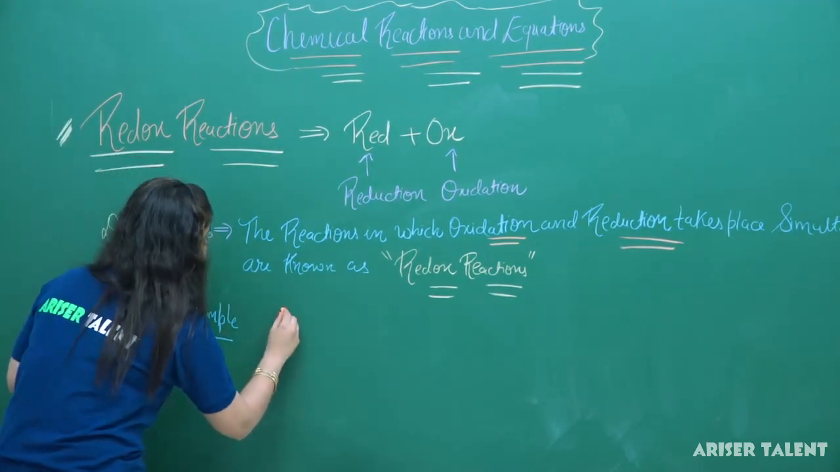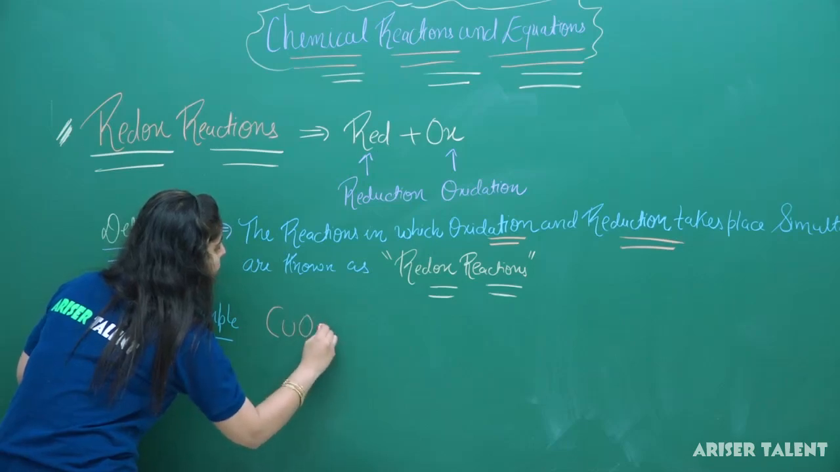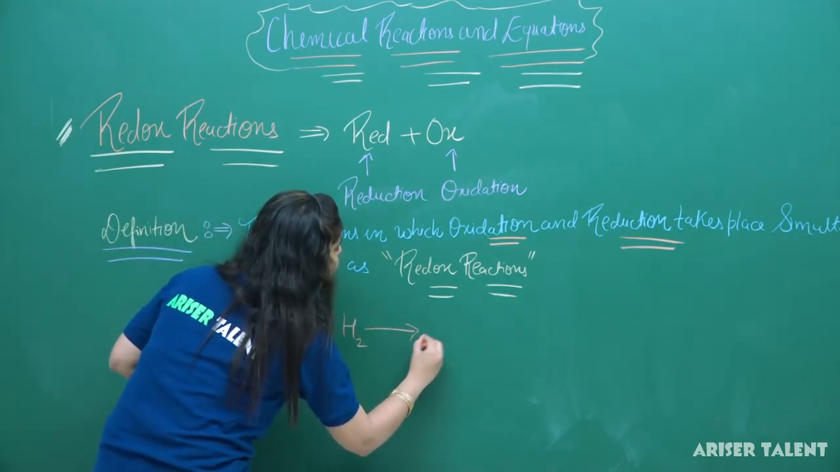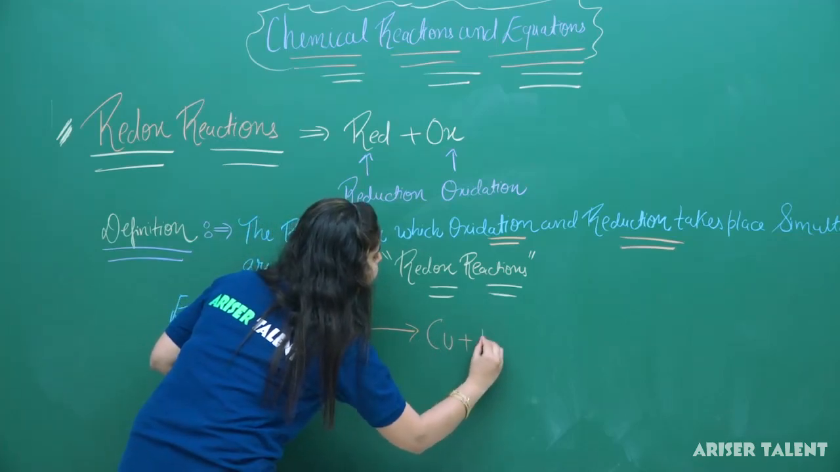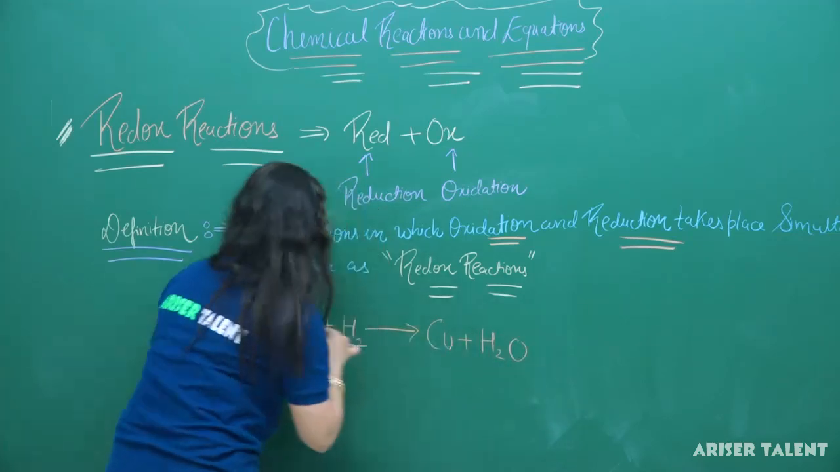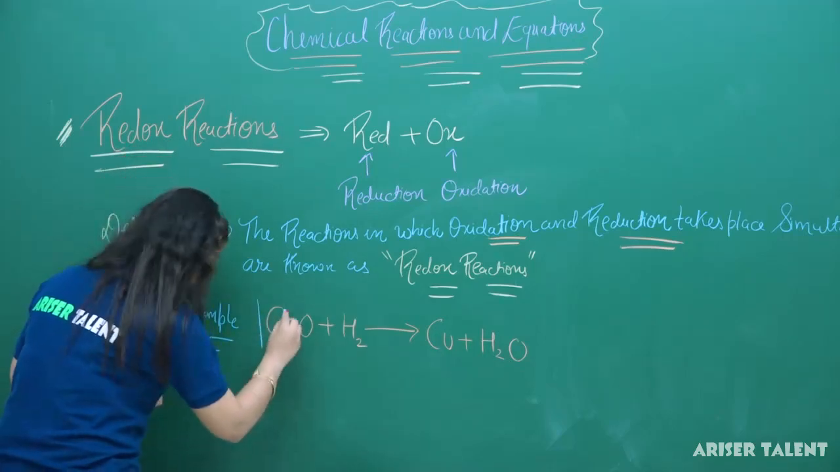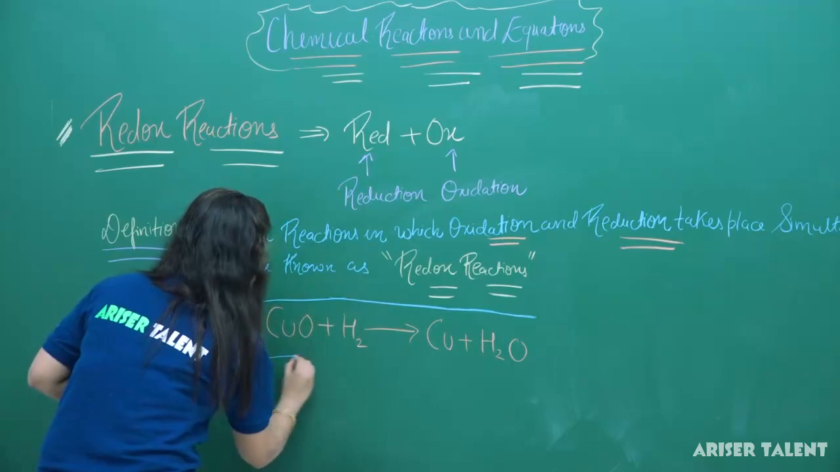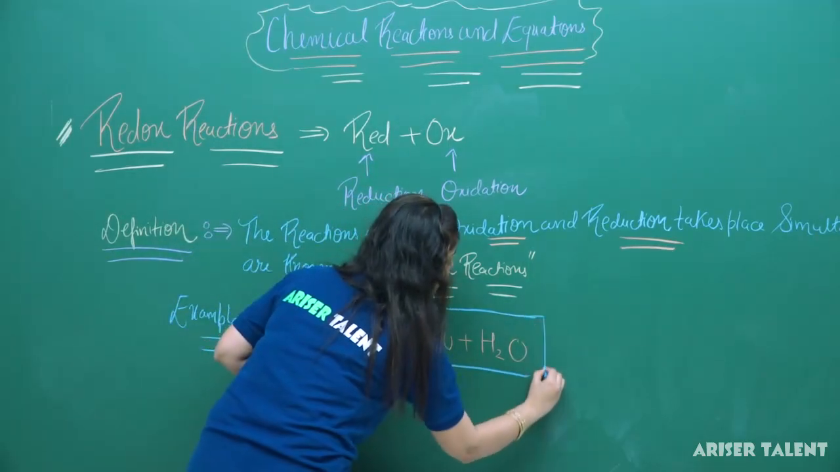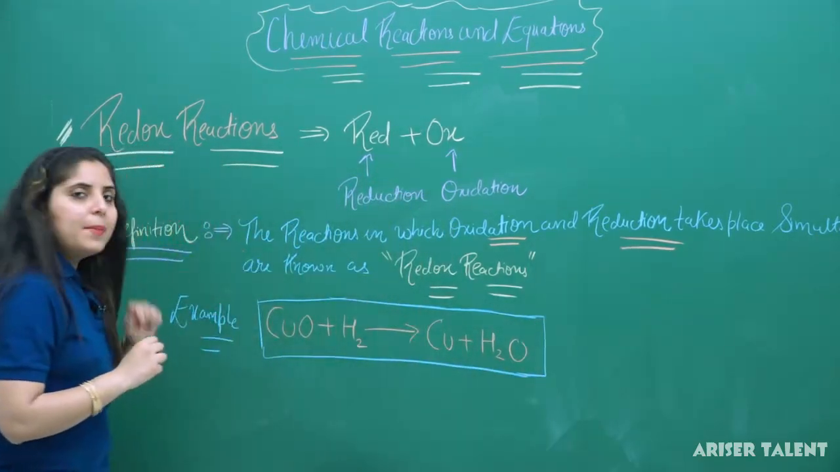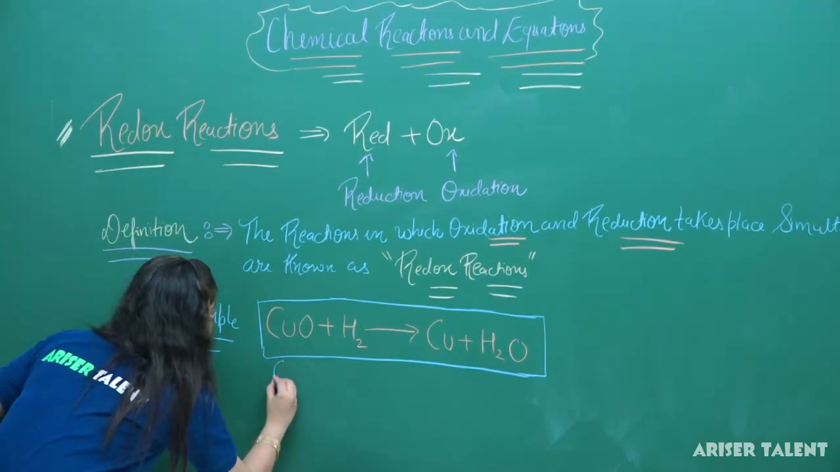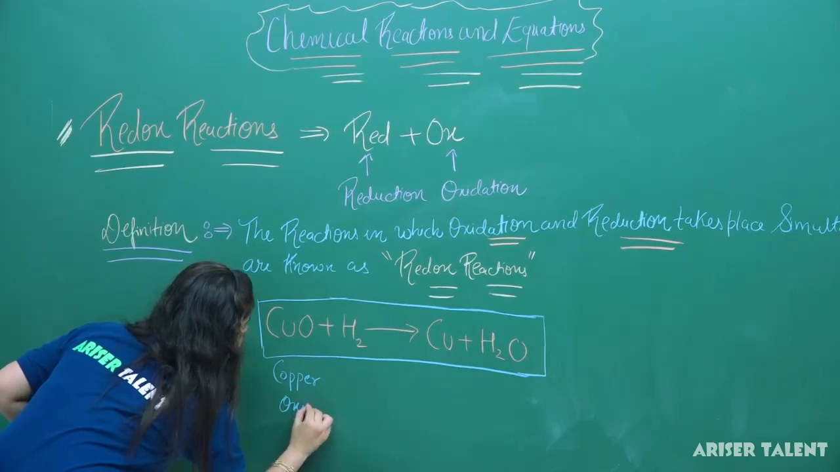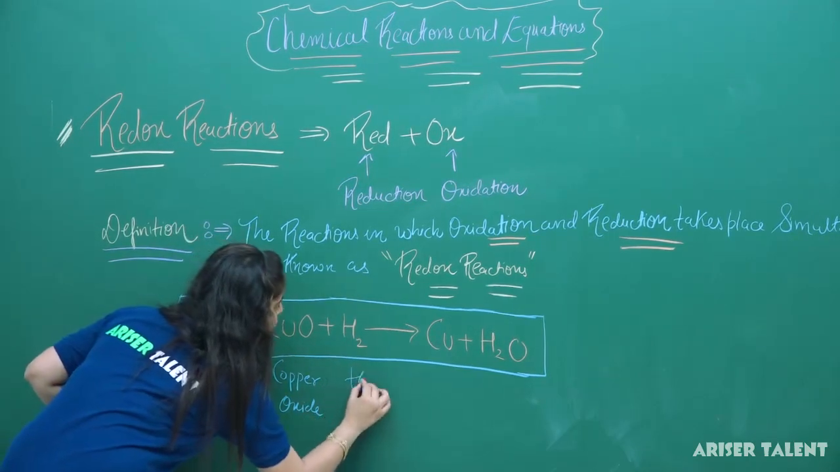Suppose we have given copper oxide and we are reacting it with H2. What we will obtain in the product side, we will get Cu plus H2O. So this is the basic reaction to understand oxidation and reduction. Now what will happen in this case? We are provided with copper oxide. This is hydrogen.